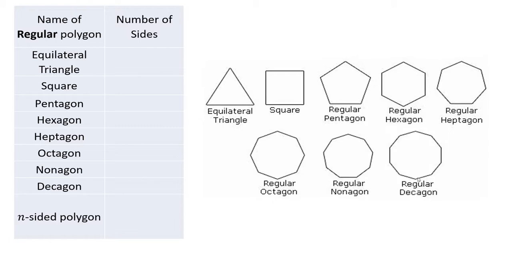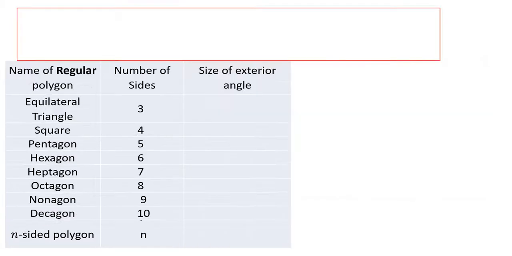And a decagon 10. Now, the number of sides for the n-sided polygon is the only one that's going to be slightly different, and the reason for it is because we actually don't know what the number of sides is. So the number of sides is going to be determined by n. Okay, so n is the number of sides, and we're going to use that in order to find polygons where we're not given the number of sides.